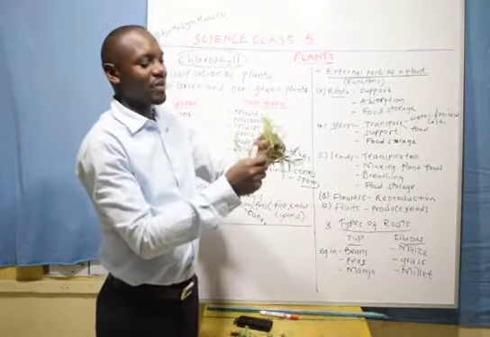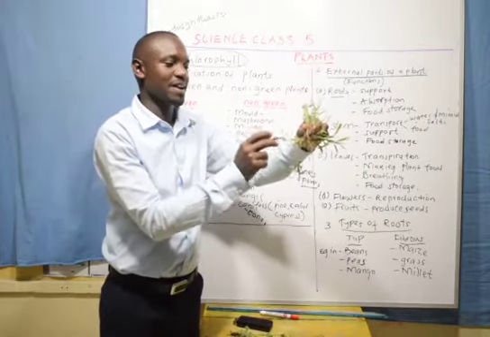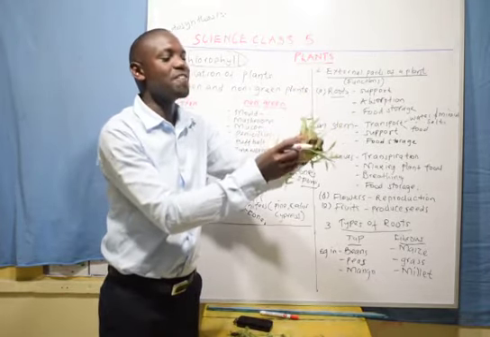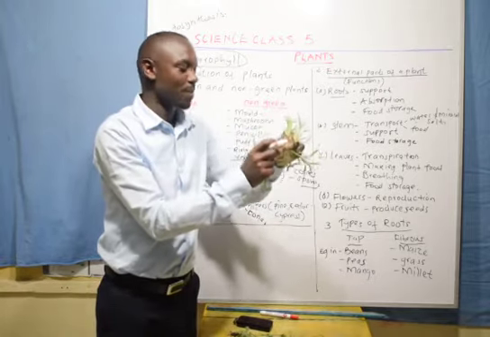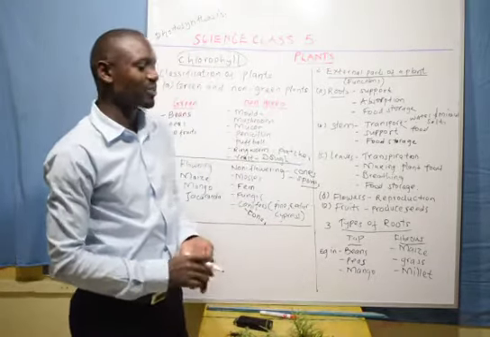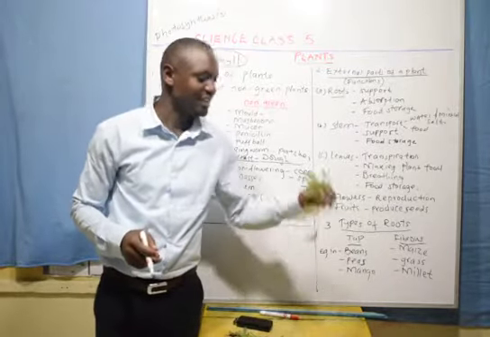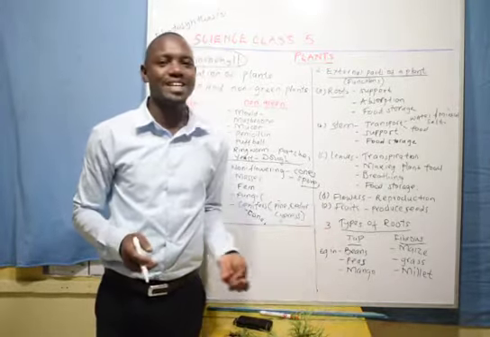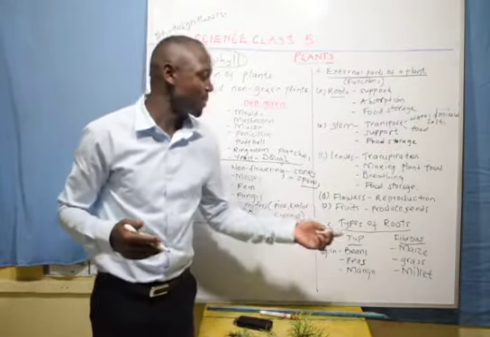Then we have the fibrous root. Fibrous root is whereby we don't have one main root, but we have very many small roots which grow from the base of the plant. And the plants with the fibrous root system, we have maize, millet, grass. For example, this is grass, maize, millet, sorghum, rice, wheat. All those are plants with fibrous root system.